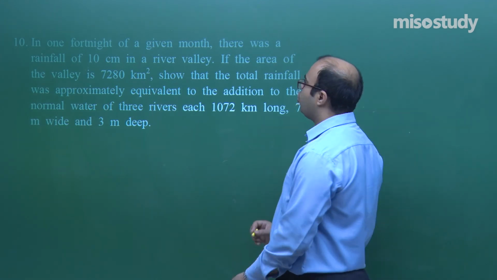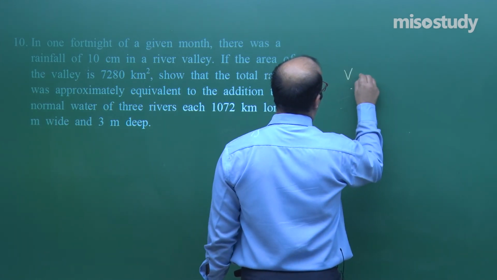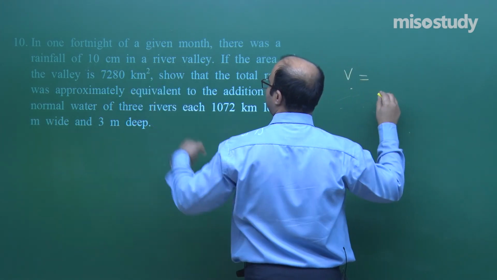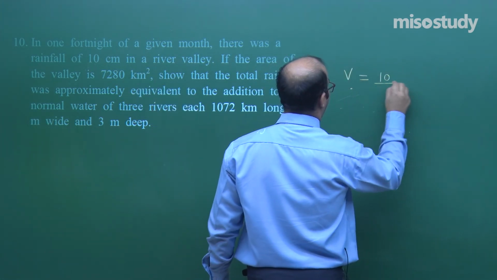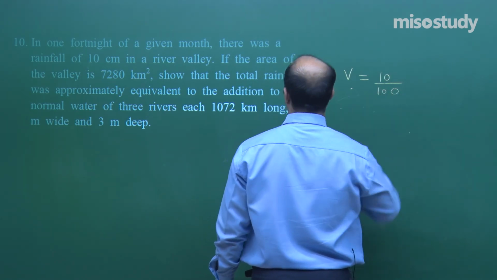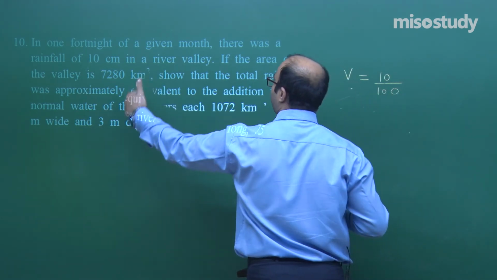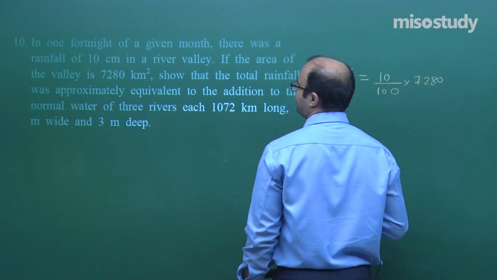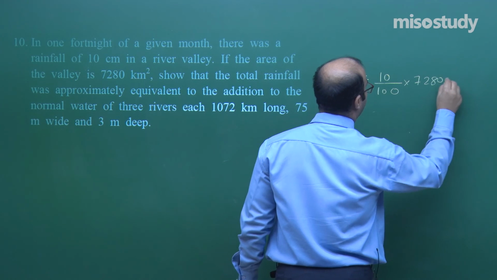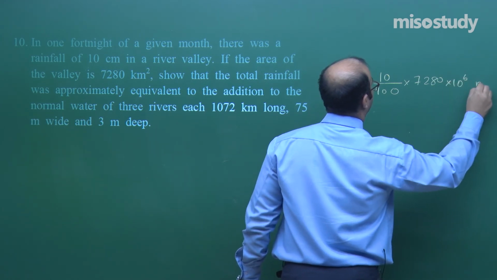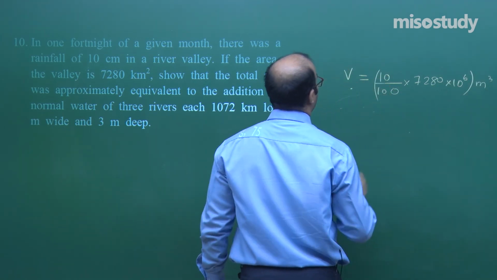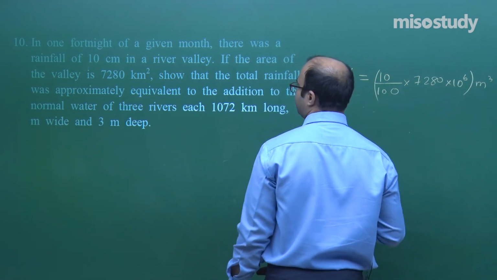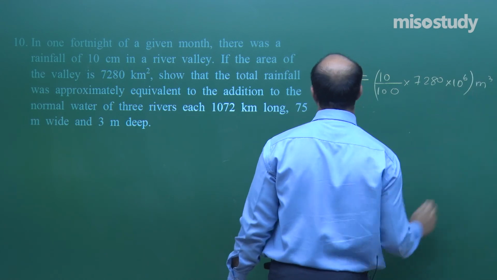So, what you have to show here is that the volume of water that came from the rainfall was actually 10 centimeter in height. So, we take it as 10 by 100, that is in meter now, and 7280 kilometer square is the area. So, 7280, and let us change kilometer into meter, so we will multiply by 10 to the power 6. So, the whole volume will be in meter cube. So, this is 10 by 100 meter height and 7280 into 10 to the power 6 meter square area. So, this becomes the volume of water.